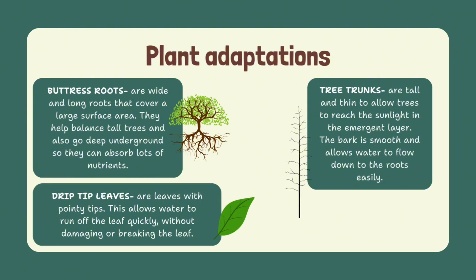And finally, tree trunks. The trees are tall and thin to allow trees to reach the sunlight in the emergent layer. The bark is smooth and allows water to flow down to the roots easily.